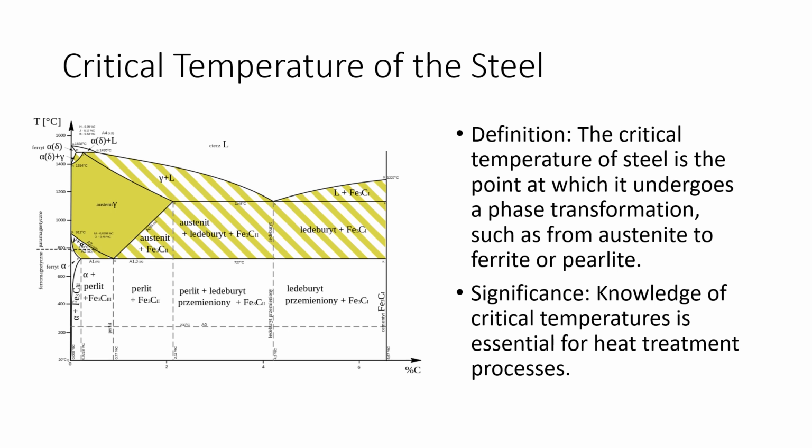So we've got the critical temperatures of steel. You might hear this one. It's a point at which steel undergoes a phase transformation. So that's when we go from body-centered cubic to face-centered cubic, or austenite to ferrite. It's when we change phases. Our crystalline structure changes. We need to have knowledge of the critical temperatures for heat treatment processes. This is super important if you're going to be doing this for a living.